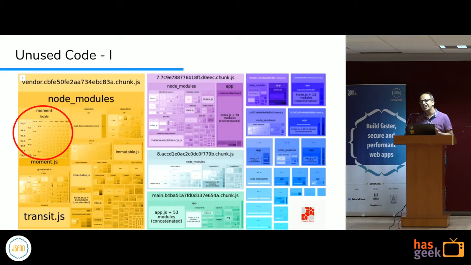We definitely knew that our app was English only, so we're certain that we are not even using all these locales. I think this was 50 KB gzipped. So a massive amount of JS that was loading needlessly.